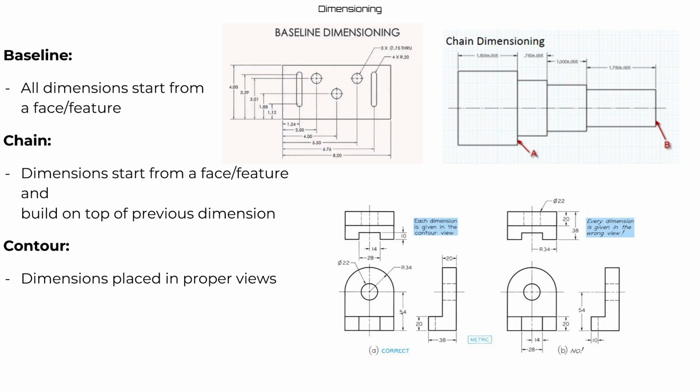Now with chain dimensioning, your first dimension starts from your face or feature, but it actually builds up all the previous dimensions. So in this picture, I'm sorry if it's a little hard to see, but this one says from the large square is 1.5. The next one, the smaller one, is let's say 0.75, and then it goes on and on. Contour dimensioning is just placing your dimensions in proper views. So it's not really baseline nor chain. You're only dimensioning the ones that are important.